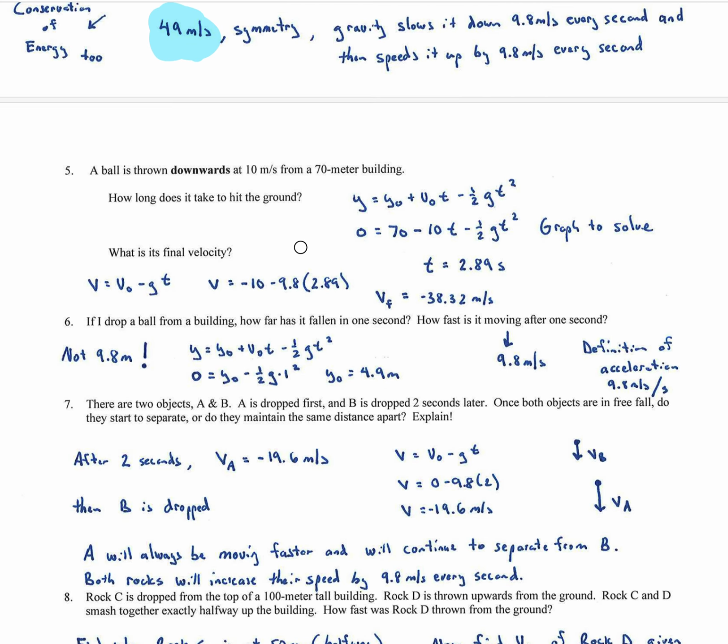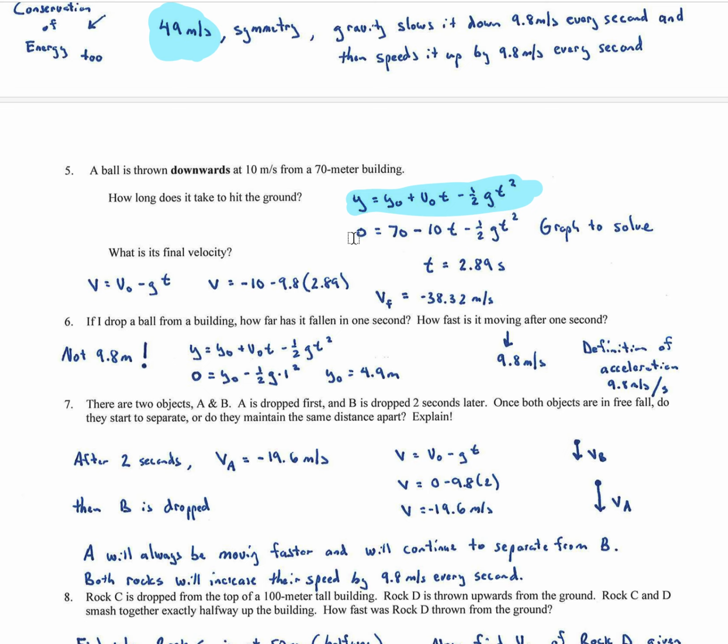All right, now let's climb up to a building. Instead of dropping something, let's throw it down. We could have thrown it up. I just thought maybe it was more fun to throw this thing down. So again, I'm going to start the problem by writing in the abstract letters. Then I'm going to plug in stuff.